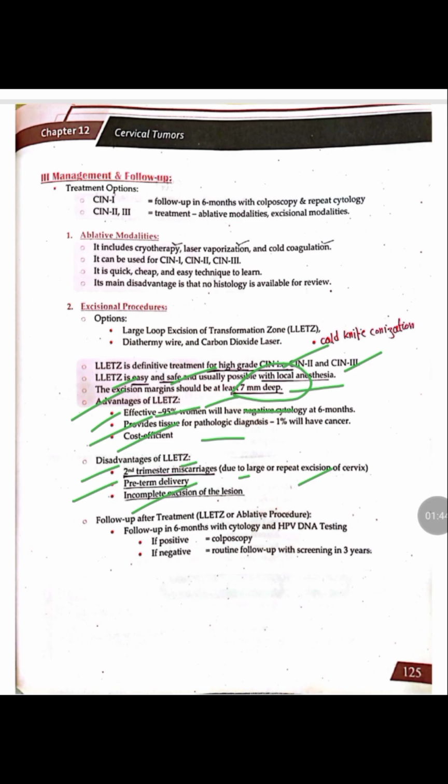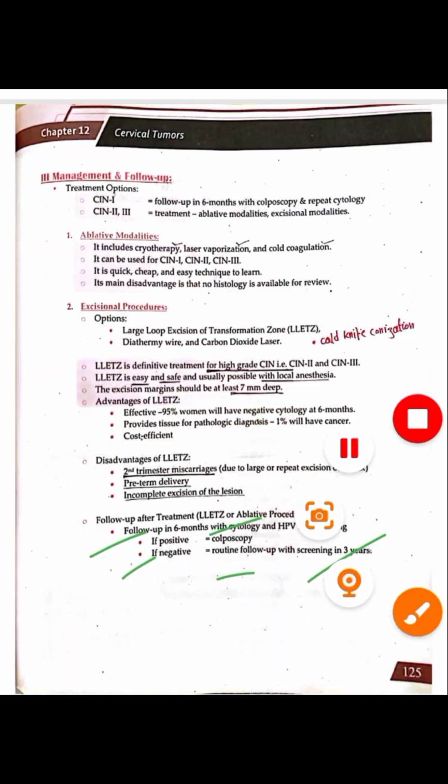Follow-up after the excisional and the ablative procedures is usually done in 6 months with cytology and the human papilloma virus DNA testing. If the follow-up screening tests are positive, then we do colposcopy, and if they are negative, then we do routine screening within 3 years.